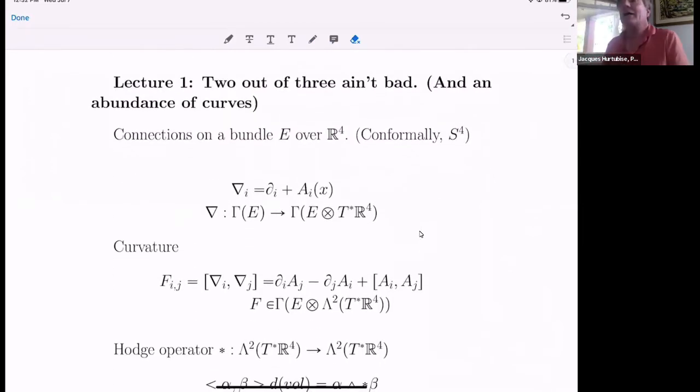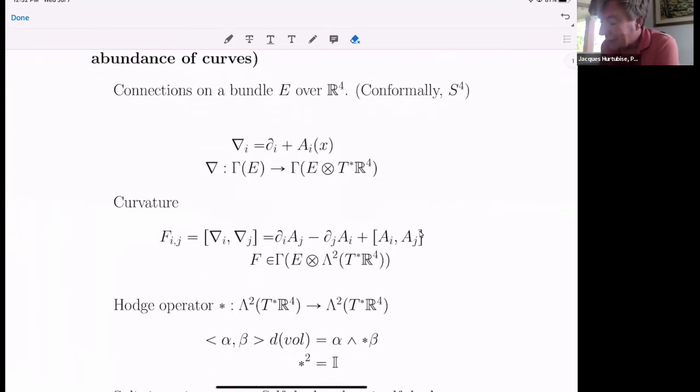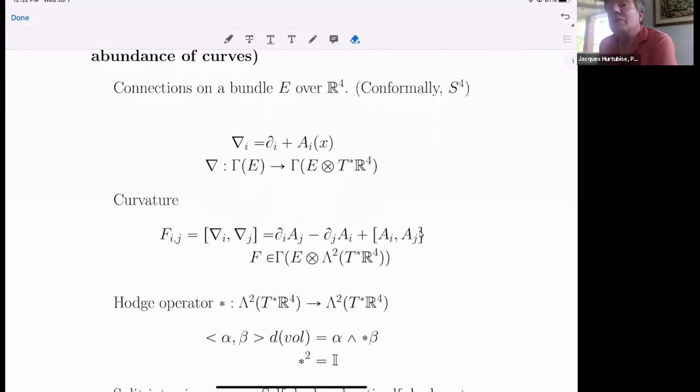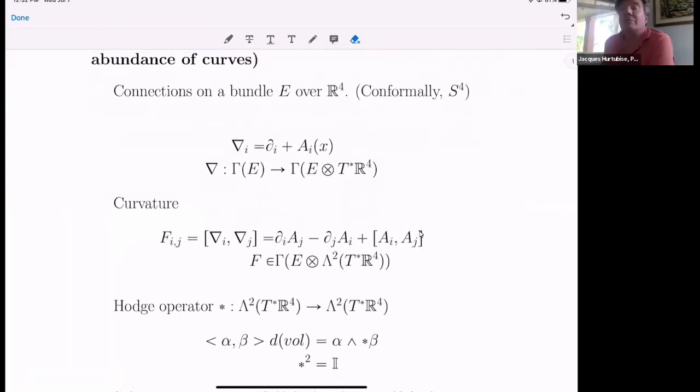Good. Okay. So the theme of this is 2 out of 3 ain't bad. You'll see why, and an abundance of curves. So we're going to start with a connection on a vector bundle, a unitary bundle over R4. And of course, the equations we're going to get are conformally invariant, so you can eventually place them over S4, and for boundary conditions, that's extremely useful.